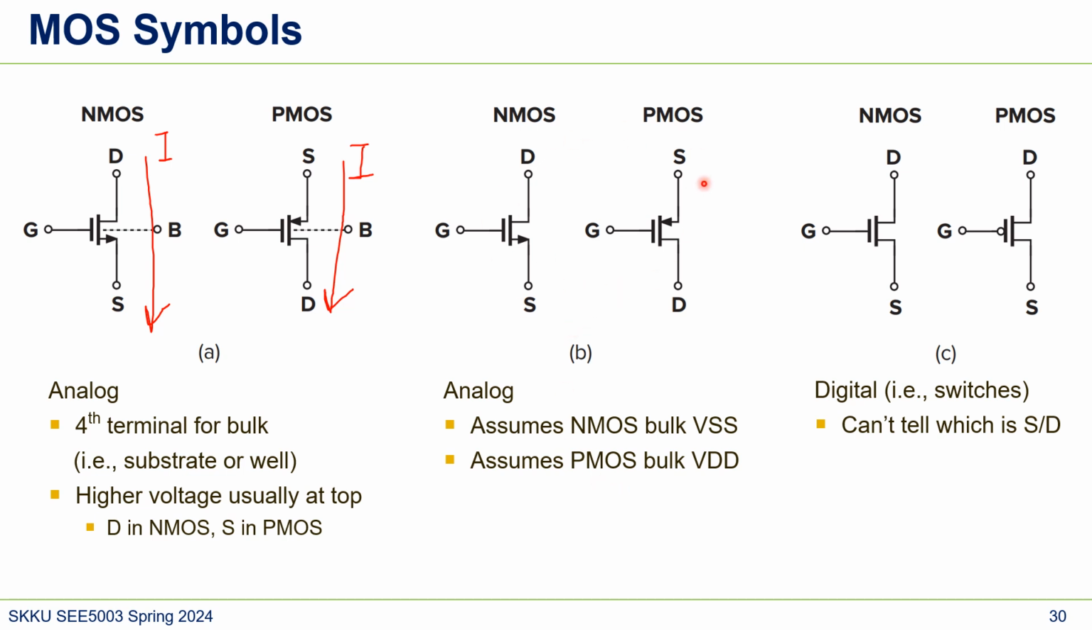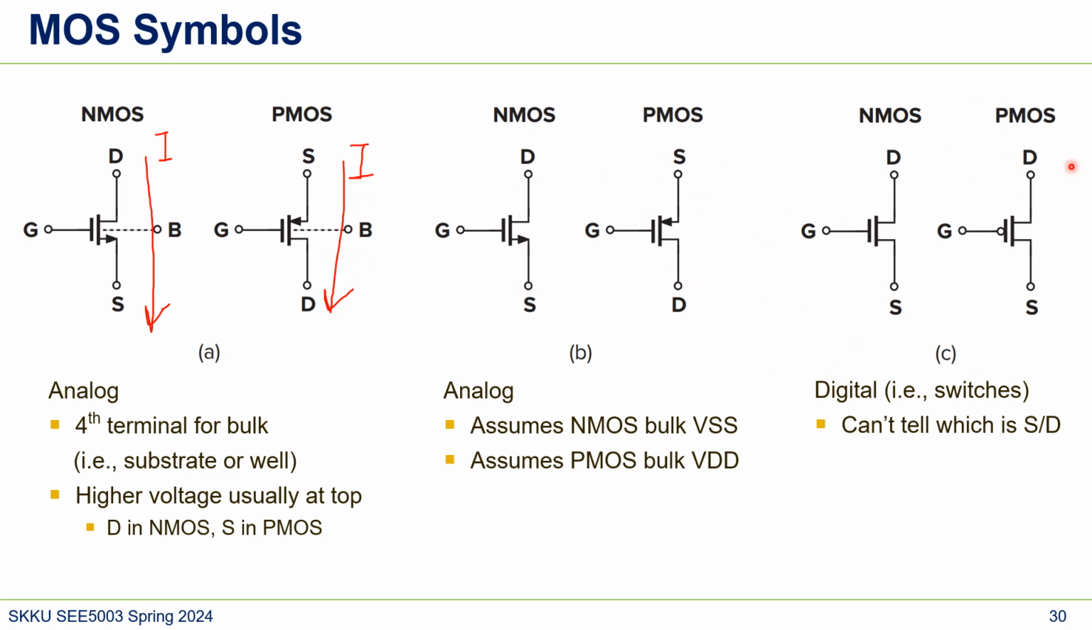In this textbook, I think in most cases they draw it like this rather than with the bulk, because for the majority of MOSFETs in analog circuits, the bulk is connected to either VSS or VDD. But not always. There are cases where we don't connect them to those. We will cover that in later lectures. But anyway, keep in mind that even though they look different, they're the same thing.